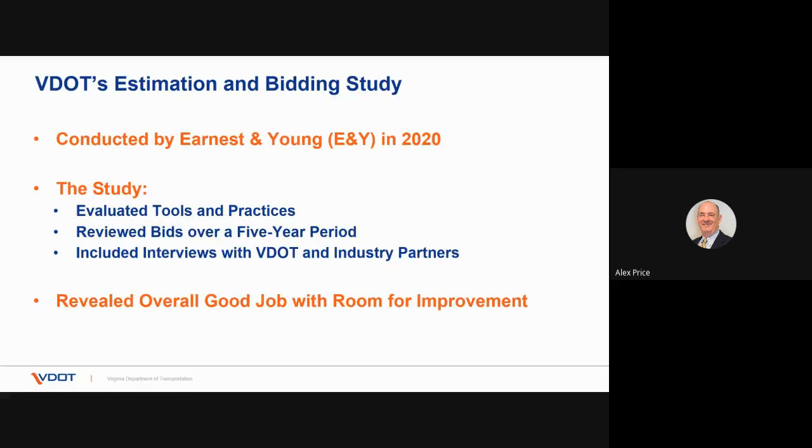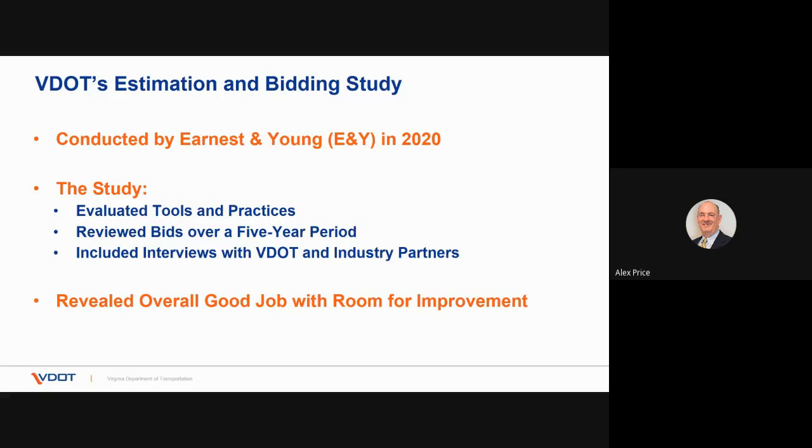So what is VDOT doing to make more reliable and accurate cost estimating a priority? We took an internal look at our current estimating practices, processes, and performance. In 2020, we hired Ernst & Young, a multinational consulting firm, to perform an estimation and bidding study.